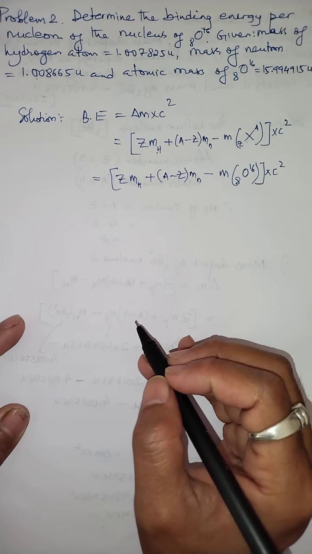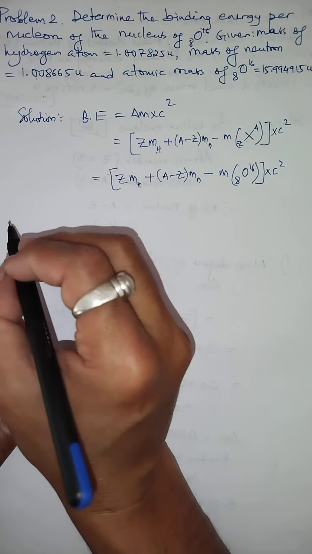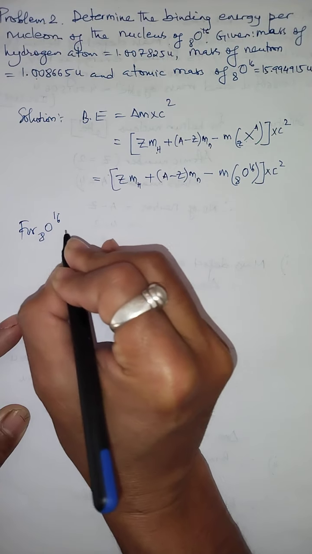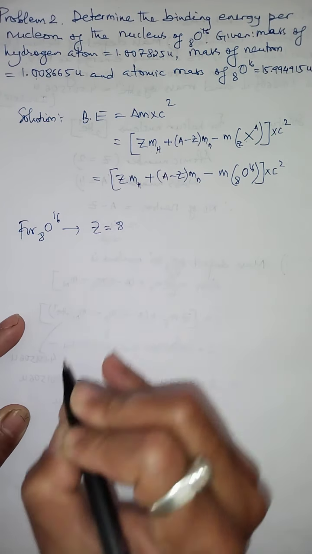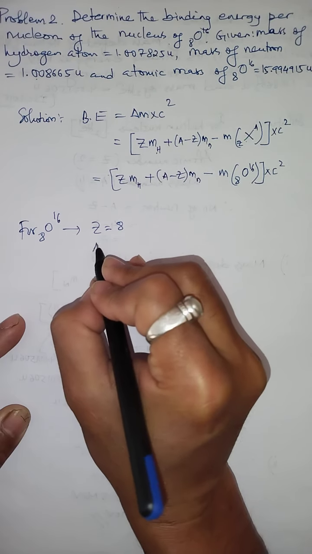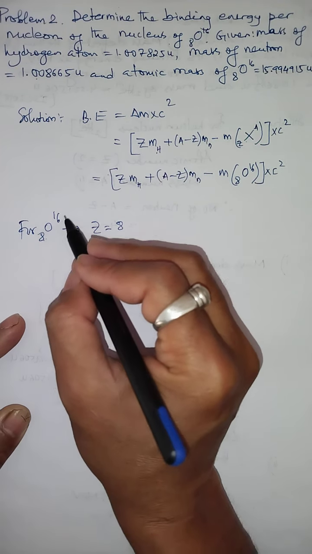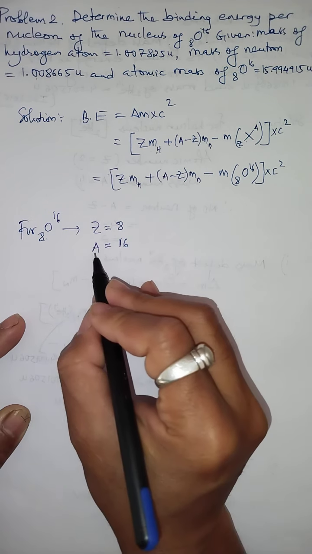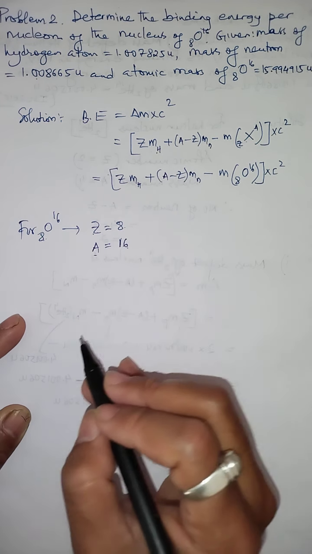Okay. Now in the question, we are dealing with what? The oxygen atom. Now you know for oxygen ₈O¹⁶, 8 is the atomic number, which is Z, and this 16 is the mass number, which is symbolized by A. So the mass number A is 16, and the atomic number Z is 8.